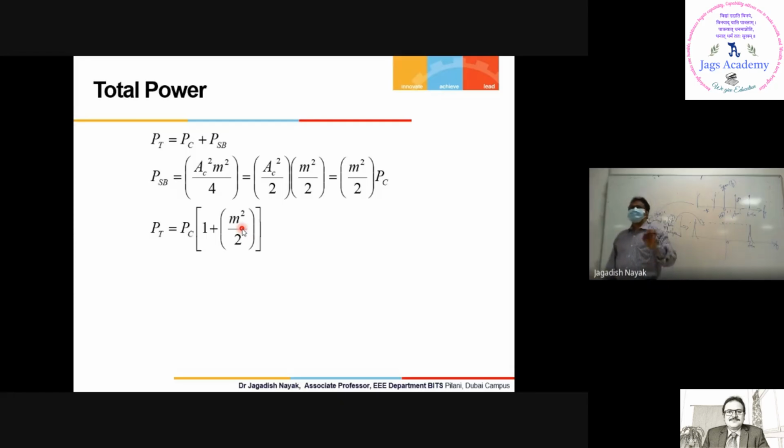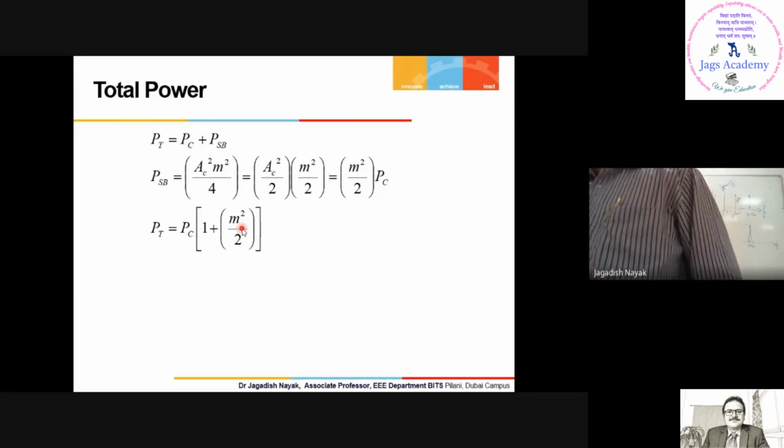Exactly. So IT is equal to IC into under root 1 plus m square by 2. All of you understood this? You have the power equation, right? The power PT is equal to I square into R. So you will also get an equation for total current. I have not written it here. I expect you to write that in your notebook.